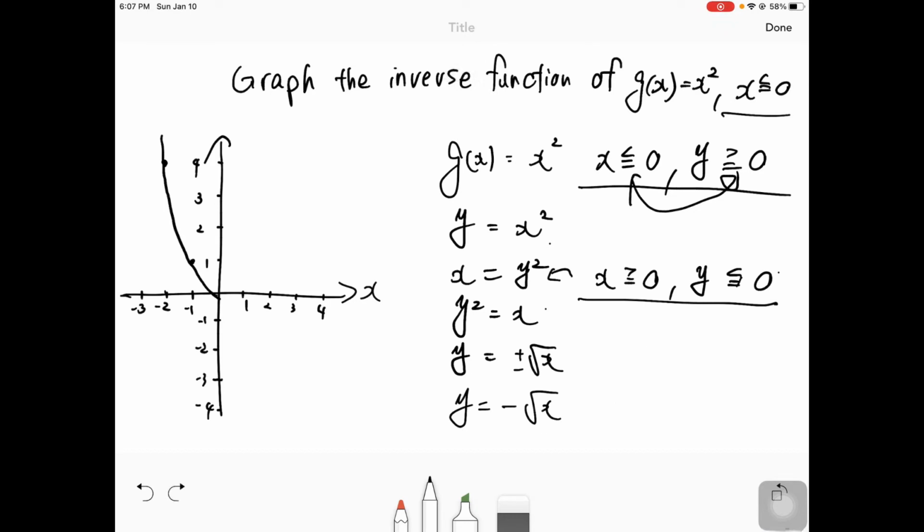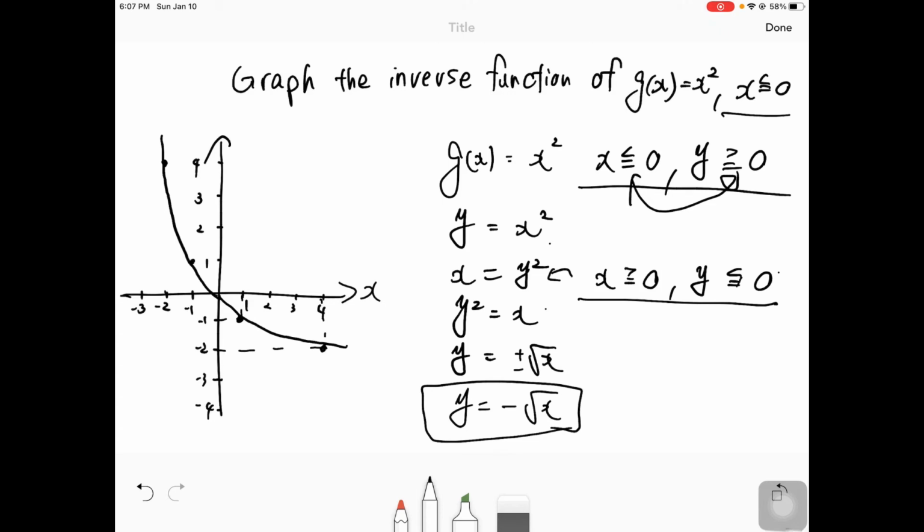So what you have to draw is the graph of this. So let me draw it. It's going to be like this. That's the answer. But in this case, you can verify your answer again.